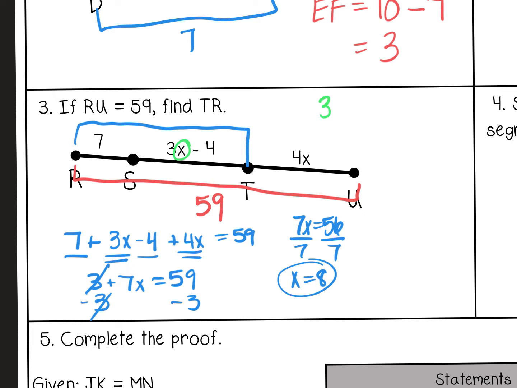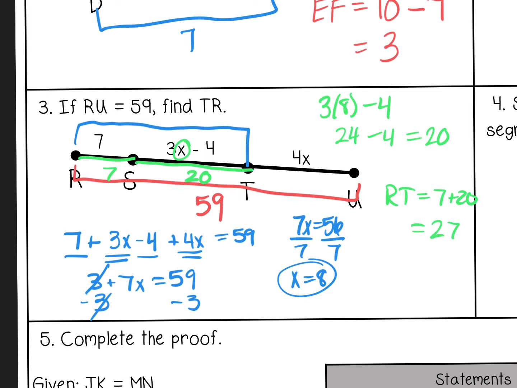Okay, so 3 times 8 minus 4. 3 times 8 is 24 minus 4, so 20. So from S to T is 20, and we know R to S is 7. So to find R to T, we're going to do 7 plus 20 and get an answer of 27.